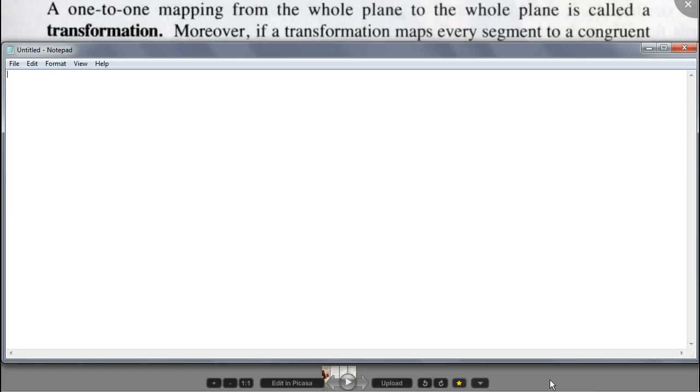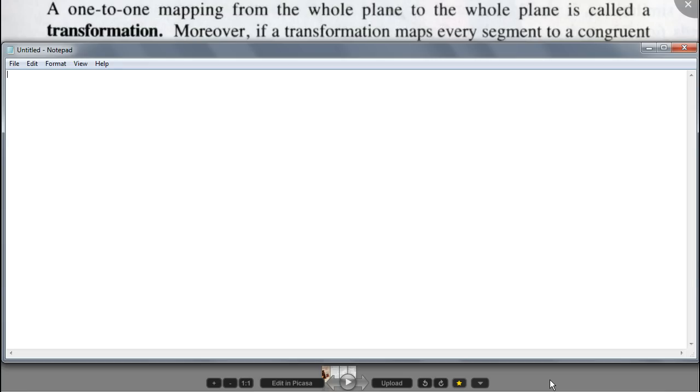It's called transformation. Was the mapping of the hemisphere to a map a transformation? Was it a one-to-one mapping? Yes, it was a one-to-one mapping, but is it a transformation? Why not? It wasn't a plane to a plane. It was actually three-dimensional, right? Hemisphere to a plane. So it's not a transformation, that example.